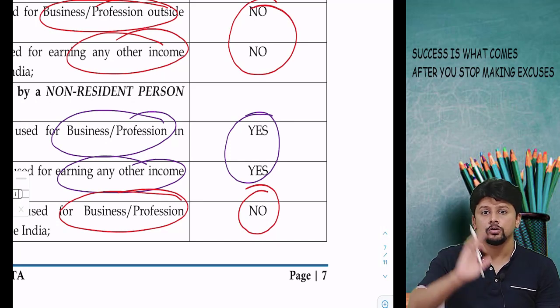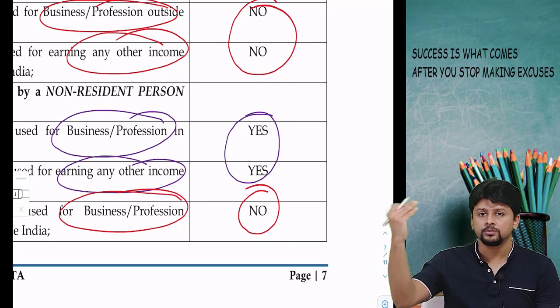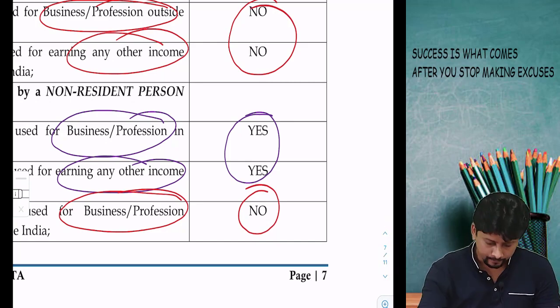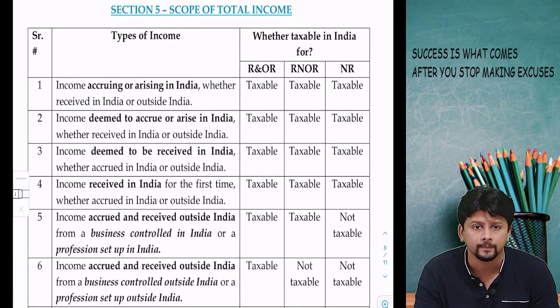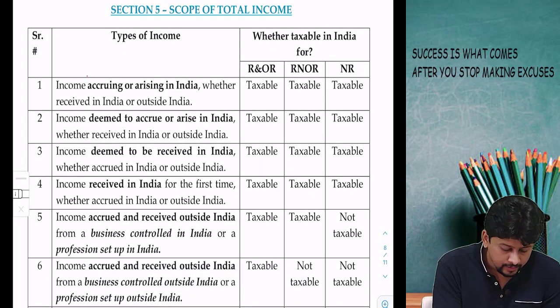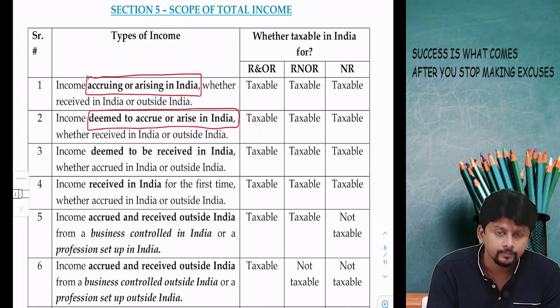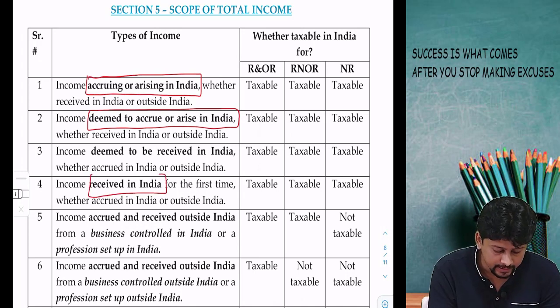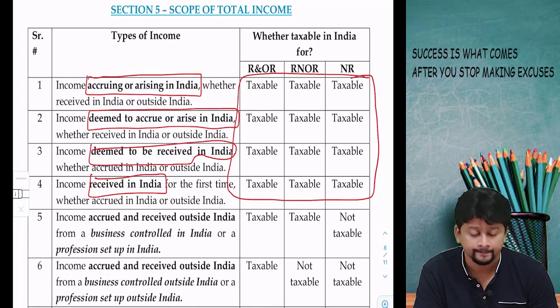That fee amount is not going to be charged to tax in India. Used in India, taxable in India. Used outside India, not taxable in India. Last thing in the chapter, section 5, scope of total income. If income is accruing or arising in India, if income is deemed to accrue or arise in India, if income is received in India, if income is deemed to be received in India, then it is taxable for all the three residential statuses. Basically, it is taxable for everyone.